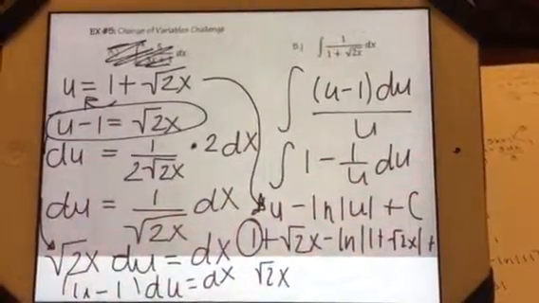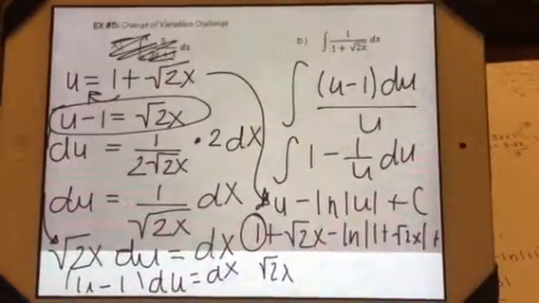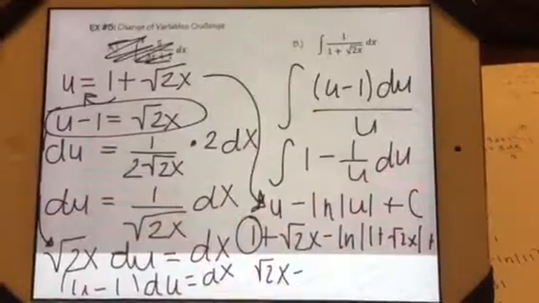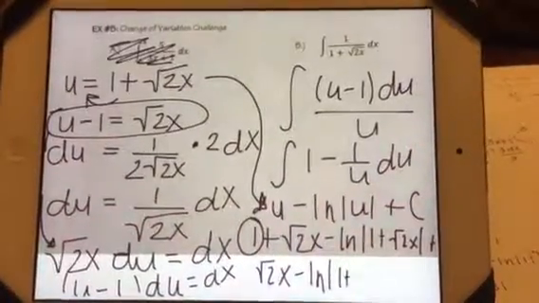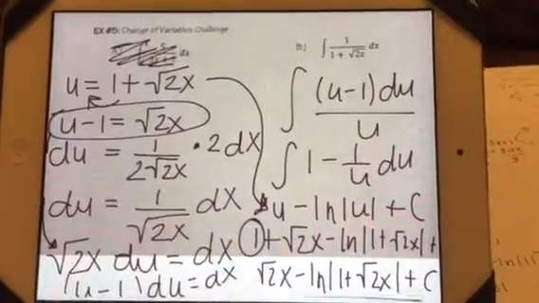Let me just finish writing that part off. Square root of 2x minus ln of 1 plus square root of 2x plus c. And that would be our solution.